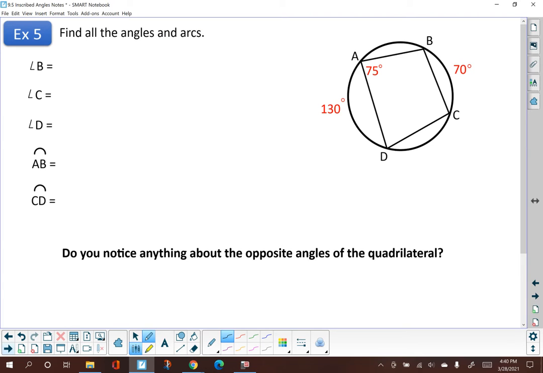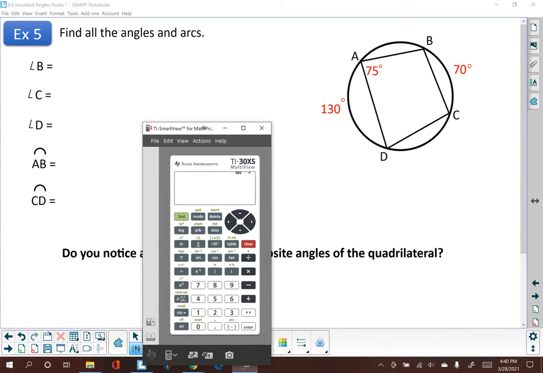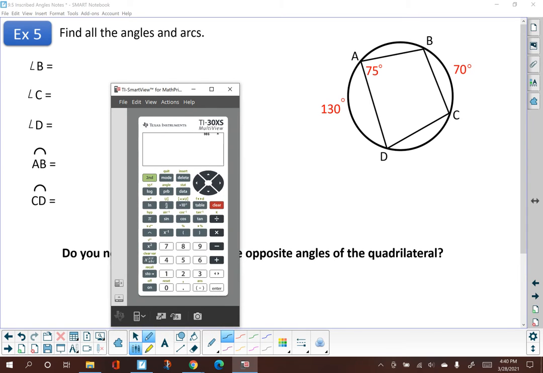Okay, here we have a diagram, and we're given that we have a 70-degree arc and a 130-degree arc, and we have an angle that is 75 degrees, and our goal is to find all of the angles and arcs in this diagram. I'm going to pull up my calculator to help me. So I'm going to primarily just work with my diagram for a minute, and then I'll come back and look through my list.